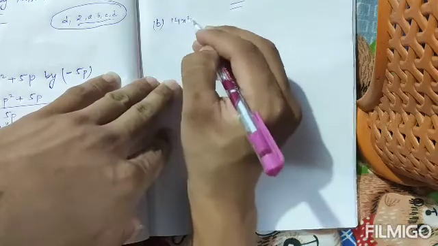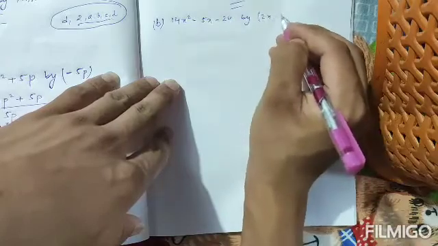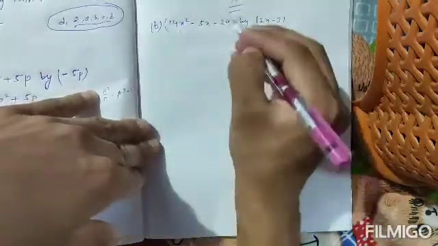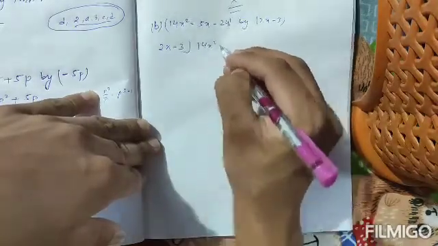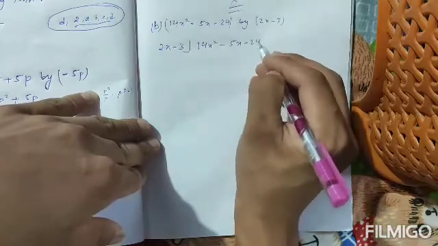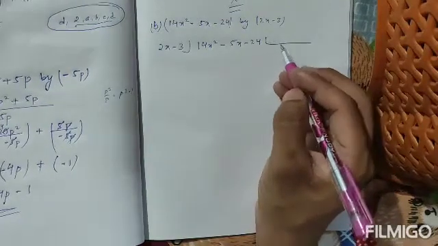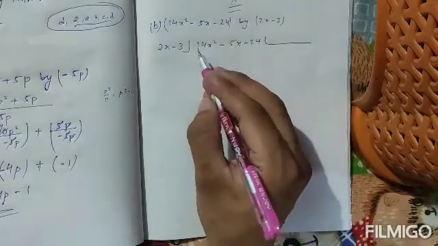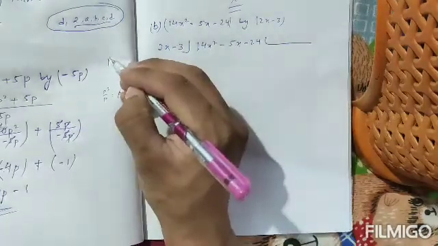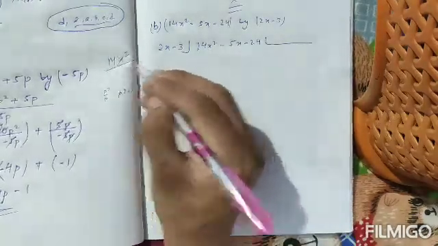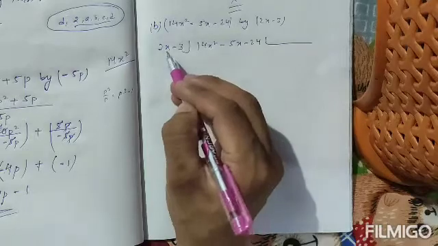So 14x square minus 5x minus 24 divided by 2x minus 3, okay? Let us divide. With 2x minus 3 you have to divide 14x square minus 5x minus 24. First, what will come in the quotient here? What will be the first term of the quotient? That will be determined by the term with the highest power in the dividend. Which one is the highest power? 2 is the highest power here. So the term with the highest power is 14x square, isn't it? Divided by the term with the highest power in the divisor, here 2x.